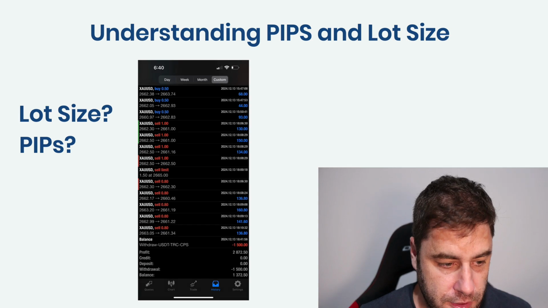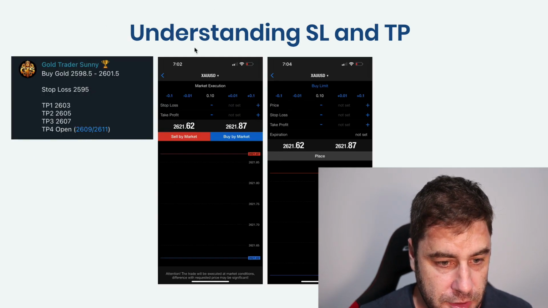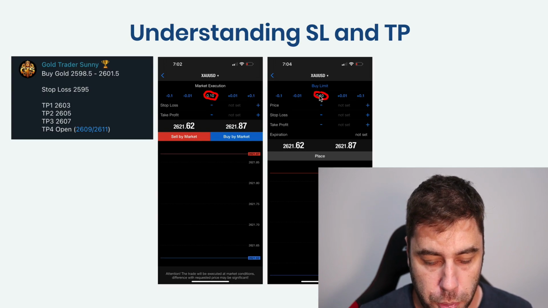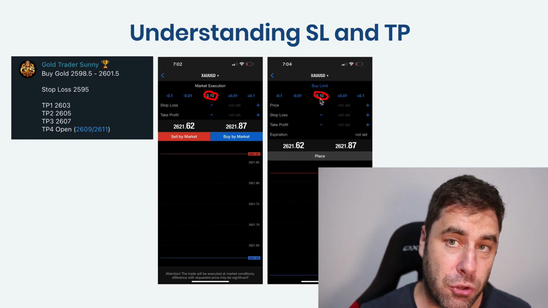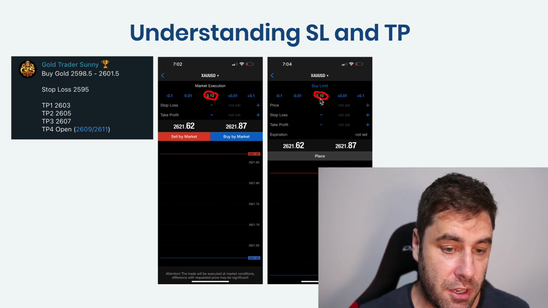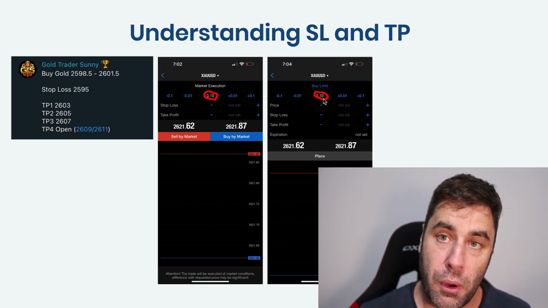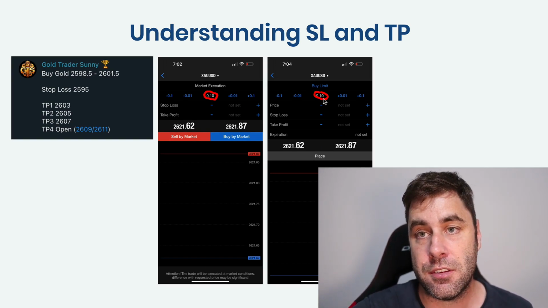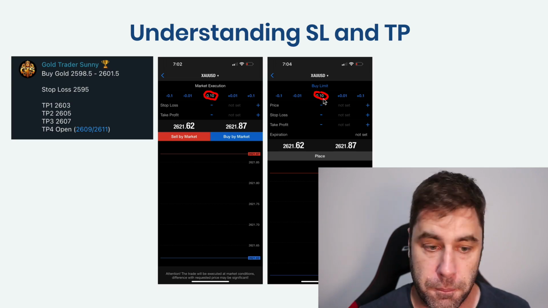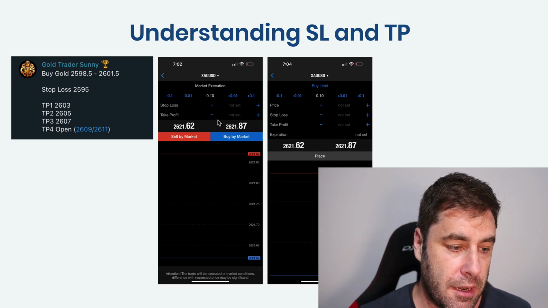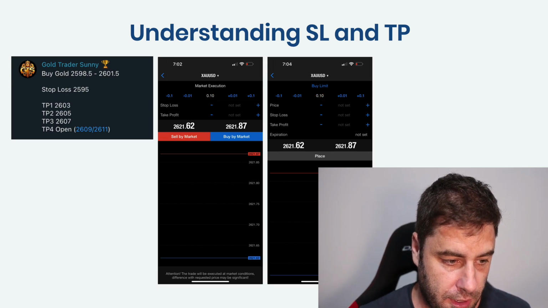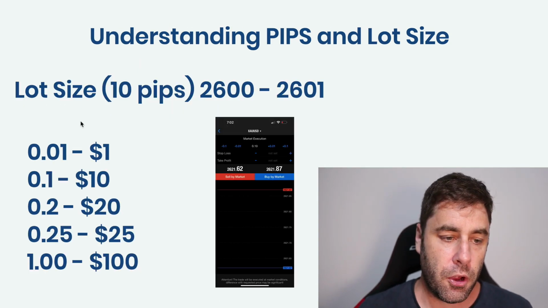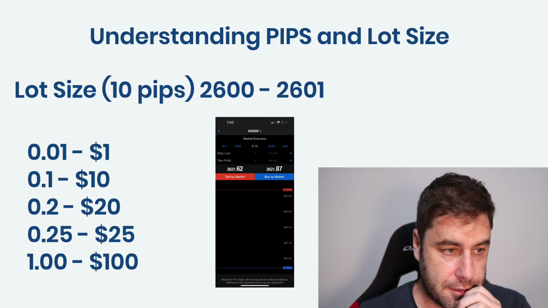If you actually look at this order form here, you'll see this thing that says 0.10. I can change this to 0.2, 0.3, 157, or I can change it to 0.01 if I like, which is the lowest. This is called a lot size. The higher it is, the more you could make or lose. Now, let me break this down for you in the easiest terms possible. So, this is what a lot size is.